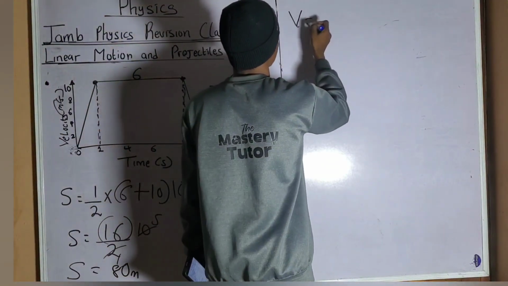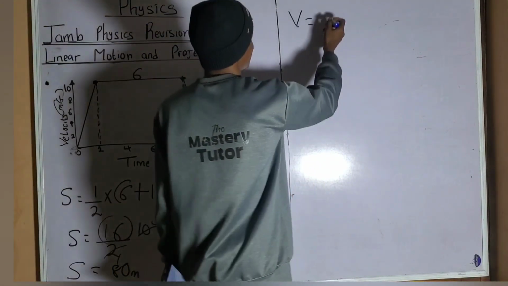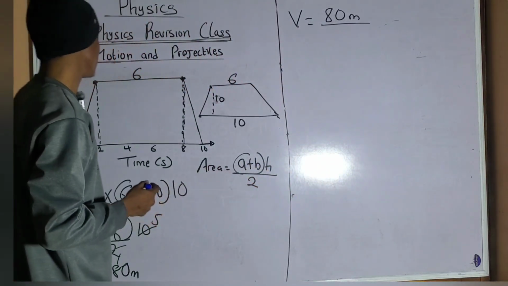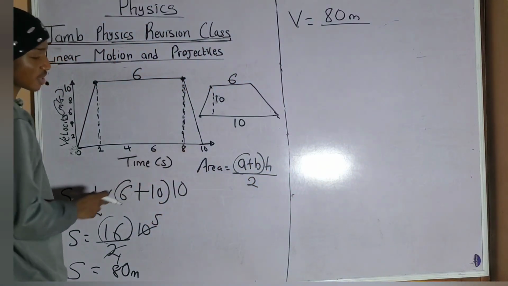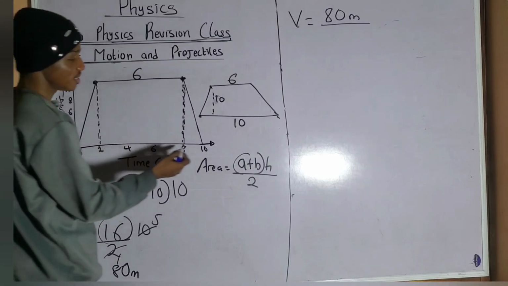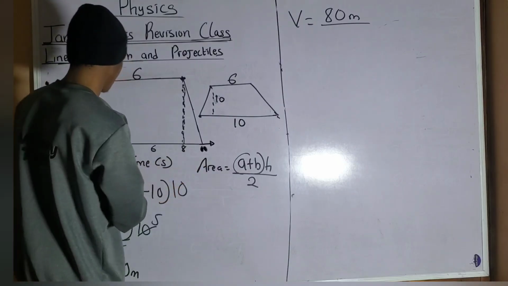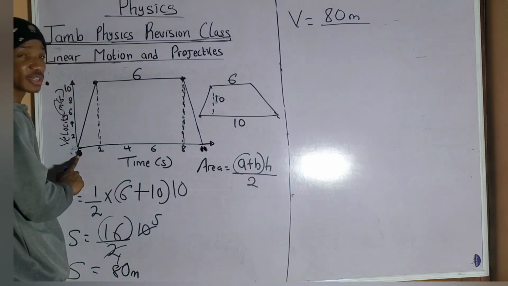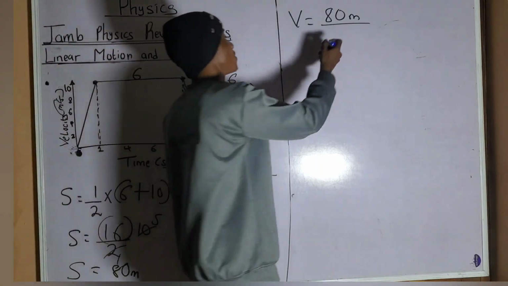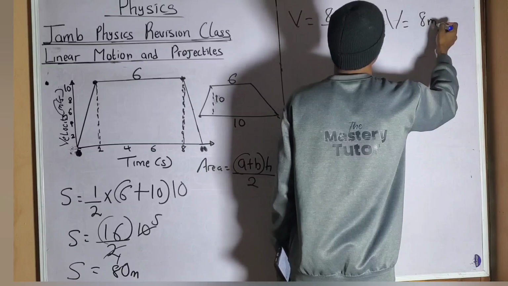Velocity is equal to displacement. Displacement is what? 80. So I'm going to have 80 meter all over time. The time that we are given in the question is what? Is 10 seconds. Okay, from this point, this is the starting point. This is the last point. Are you getting it? So if you look here, is 0. That is the initial time. The final time taken is 10 seconds. So I'm going to have this all over 10 seconds. So the velocity here will be 8 meter per second.